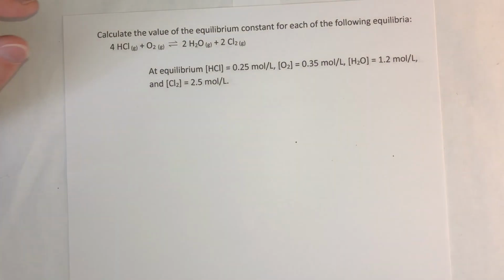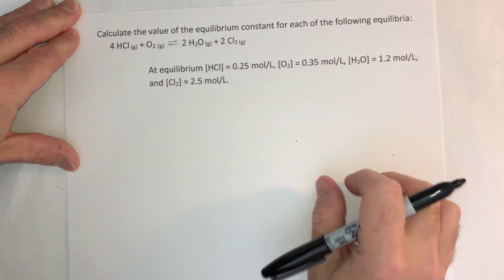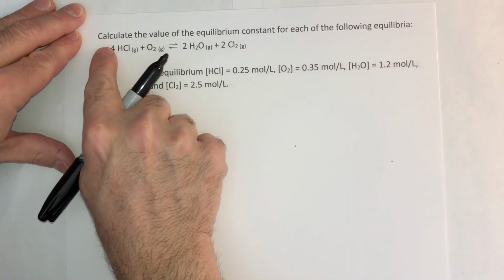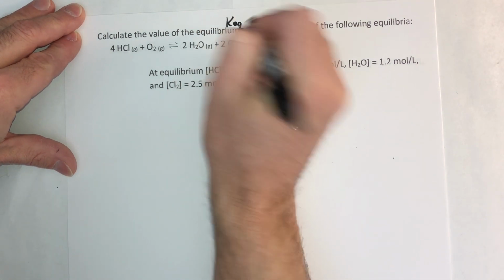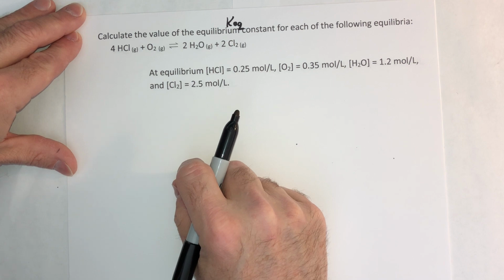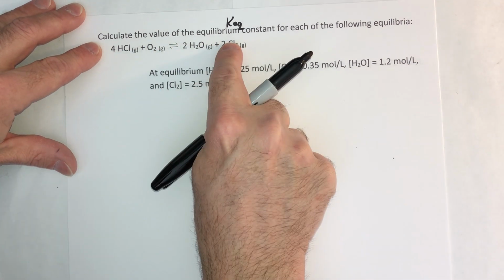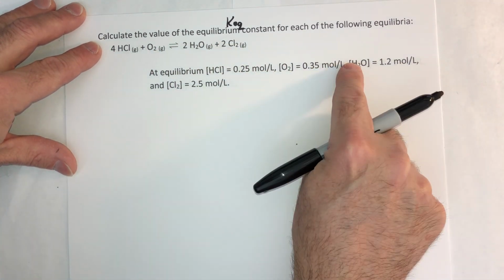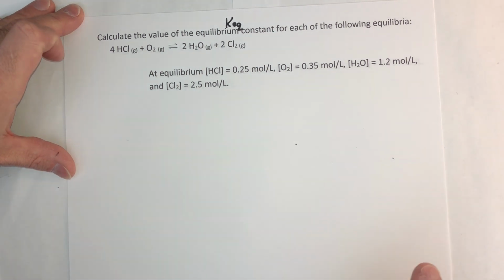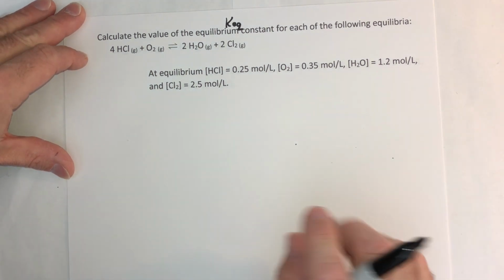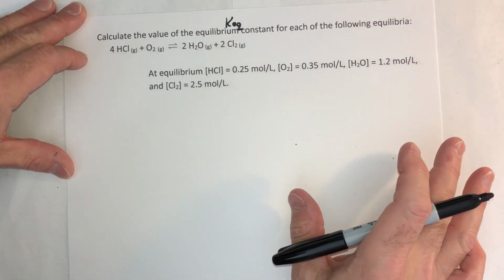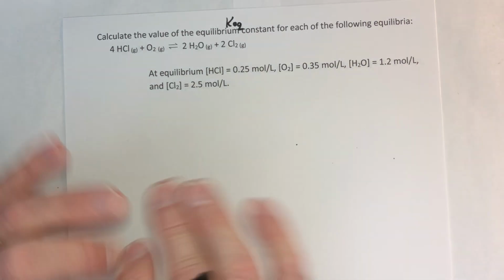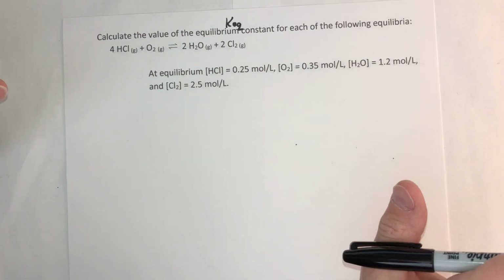Okay, so let's do a calculation or two. It says, calculate the value of the equilibrium constant. So I would like to know what KEQ is equal to for each of the following equilibria. I'm going to give you a bunch of equilibria, and then I'm going to give you a bunch of concentrations. Now, the first step in any equilibrium problem is to write your equilibrium expression. K equals products over reactants. That's your first step no matter what.